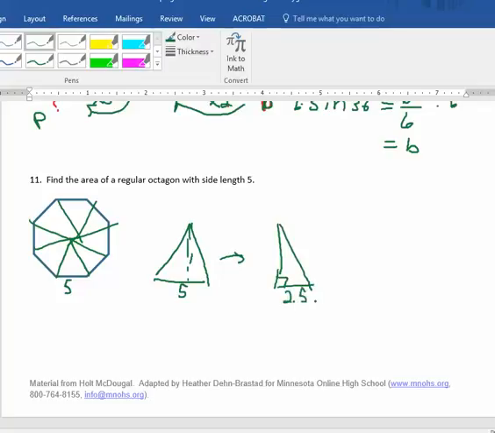We need to find this angle and then divide it by 2 to get this angle. So 360 divided by 8 will get me this angle, divided by 2 to get this angle. And then we will use tangent to find the apothem, and then the perimeter is going to be easy enough to find in this one because you're given that the side length is 5, and you just have to multiply it by how many sides an octagon has.